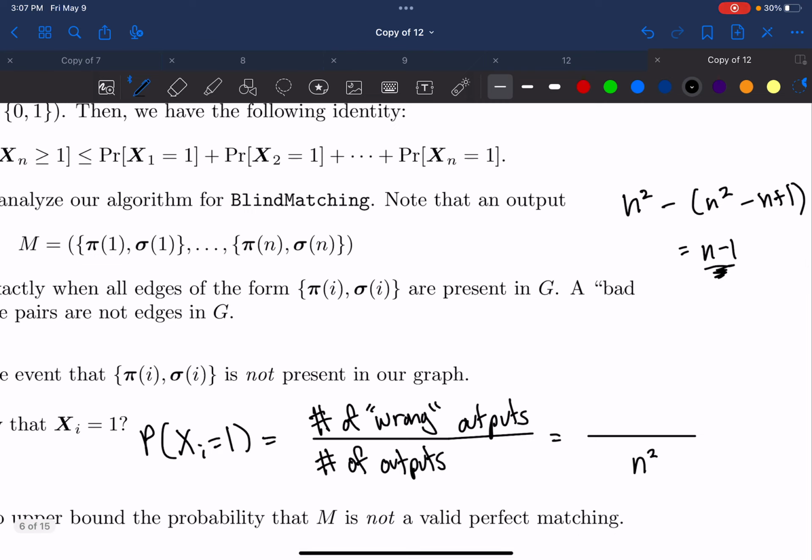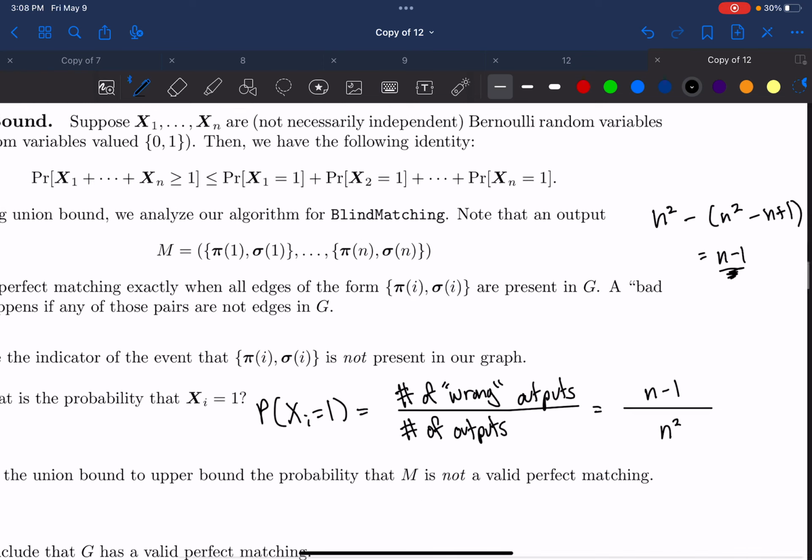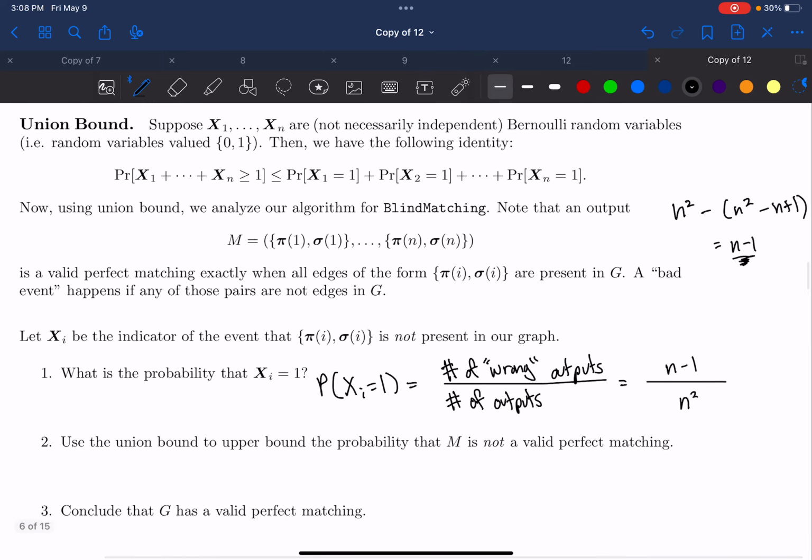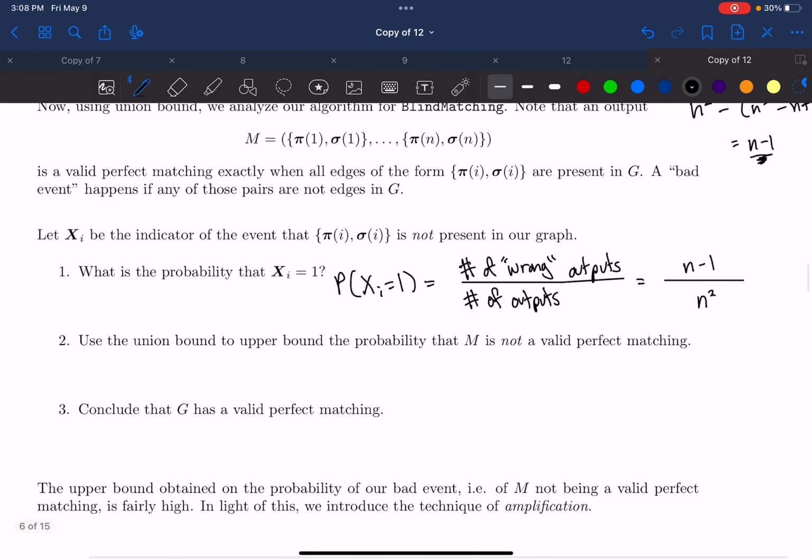And then what you can think about is that what would happen if you selected one of these non-present edges? Well, then that would be a wrong output, right? So from there, we can see that the number of wrong edges that we could possibly output is n minus 1, because any wrong edge is essentially an edge that is missing from our graph, and there are n minus 1 edges that are missing from our complete bipartite graph. So that's going to be our probability that xi is equal to 1.